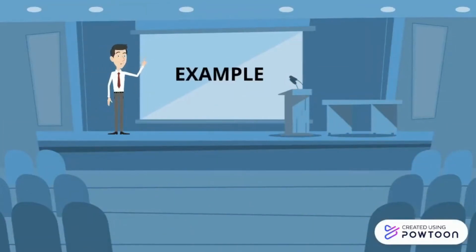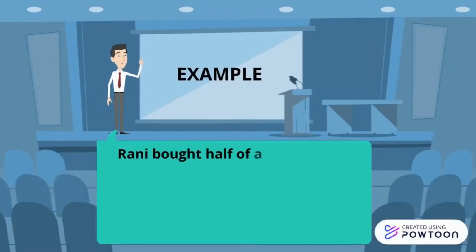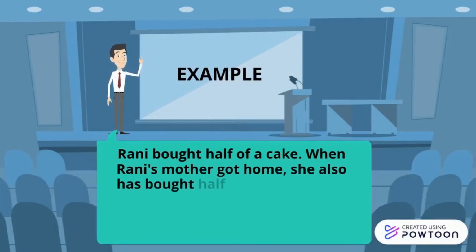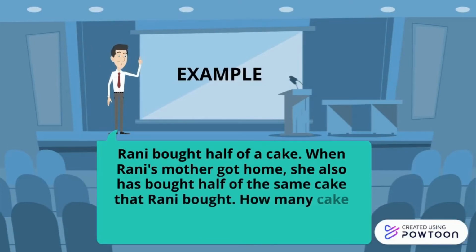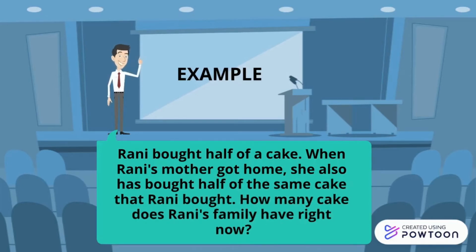Now here is an example. Ronnie broke half of a cake. When Ronnie's mother got home, she also broke half of the same cake that Ronnie broke. How many cakes does Ronnie's family have right now?